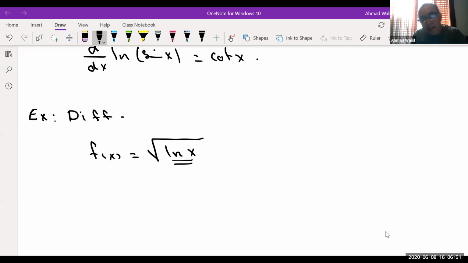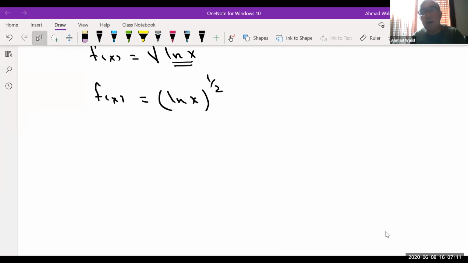Or if you write in exponential notation, actually, you can write this function as f of x equals ln x to the power of 1/2. You see, ln x is the inner function. As soon as I see this, if I was good in calculus 1, I know I have to apply the chain rule. The chain rule plus the rule that I just learned in calculus 2. Let's apply the chain rule here.